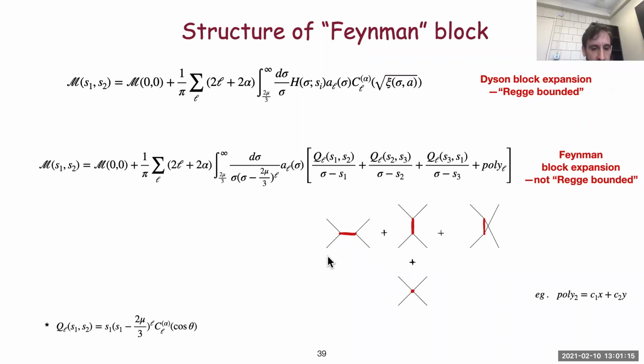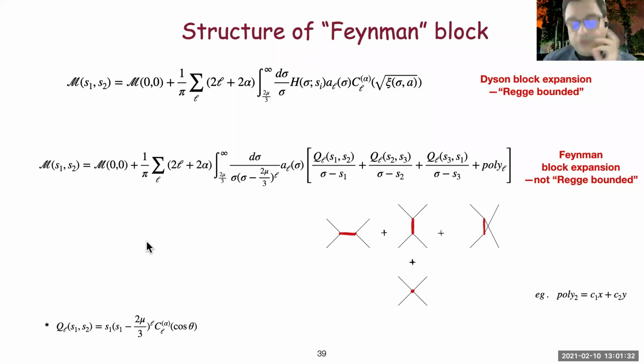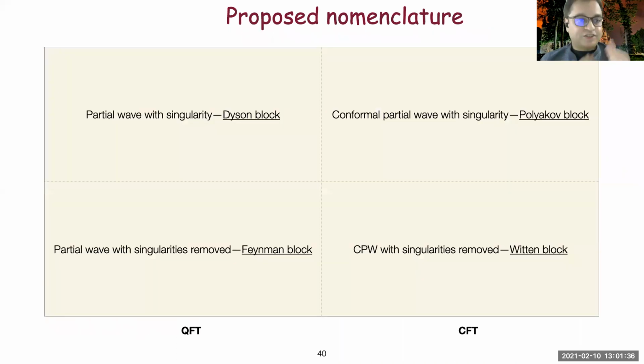Sorry, you're probably going to explain this in a minute, but just to get a quick sanity check. When you're going to uplift this to conformal field theory, is it going to be the Dyson or the Feynman block that will become the Polyakov block? It is going to be the Feynman block that, sorry, I will explain the nomenclature. Excellent point. So let me explain the nomenclature. It's a beautiful question because it's properly timed.